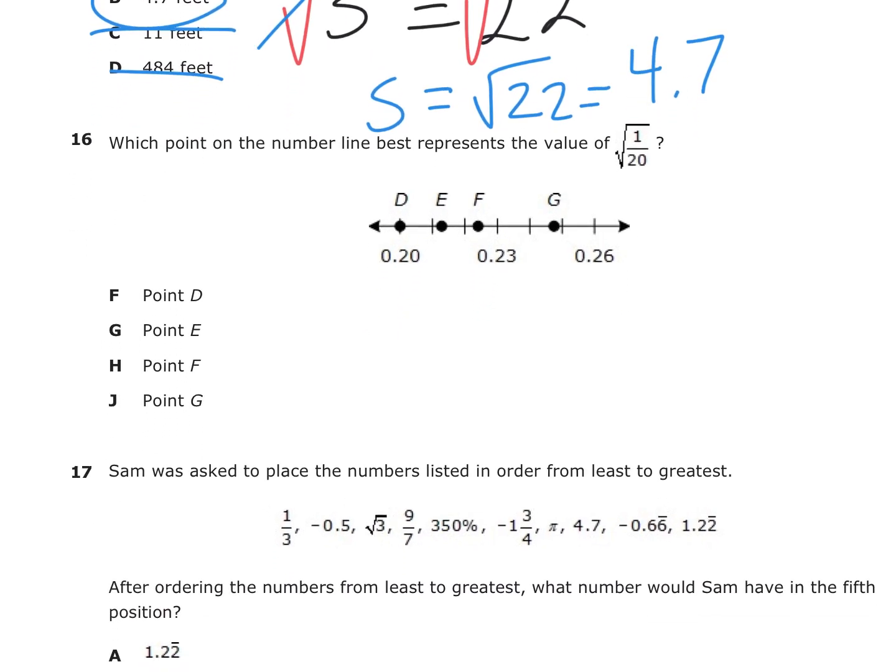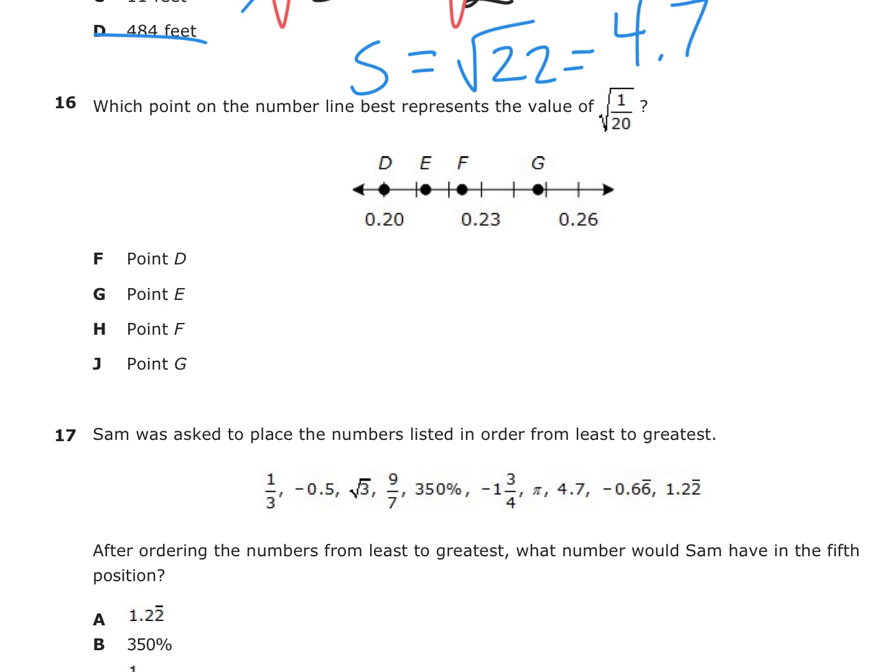16. Which point on the number line best represents the value of the square root of 1/20th? Wow. So this seems like a really hard question. But there's an easy solution. What's the square root of 1? 1. So our actual question is, what's the square root of 20? So that way, when we find that out, then we can simply divide.